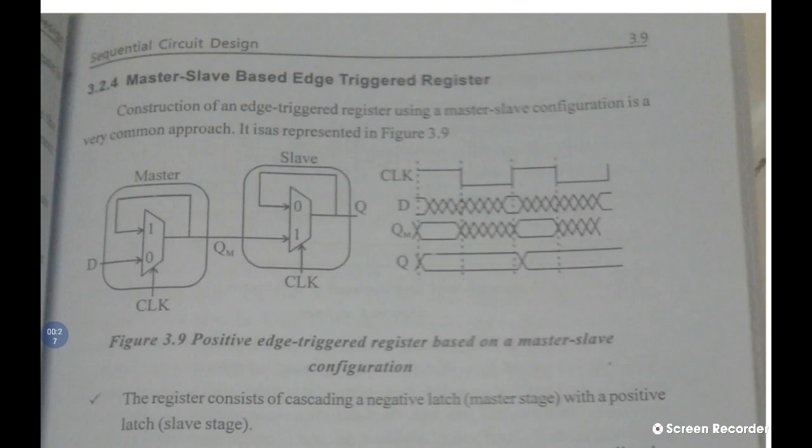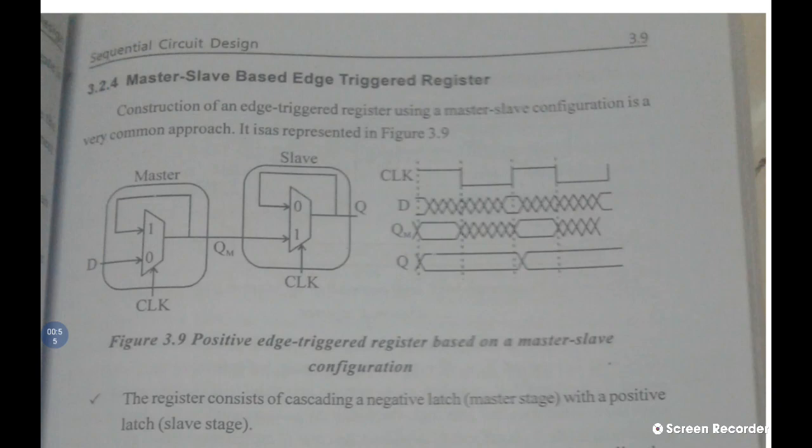In this section we'll discuss the formation of a register, that is, how to form a register with the help of those latches. Generally we know that a register consists of a cascading of latches. That means you can use many latches to form a register. So here we form this edge triggered register with the help of a negative latch and a positive latch.